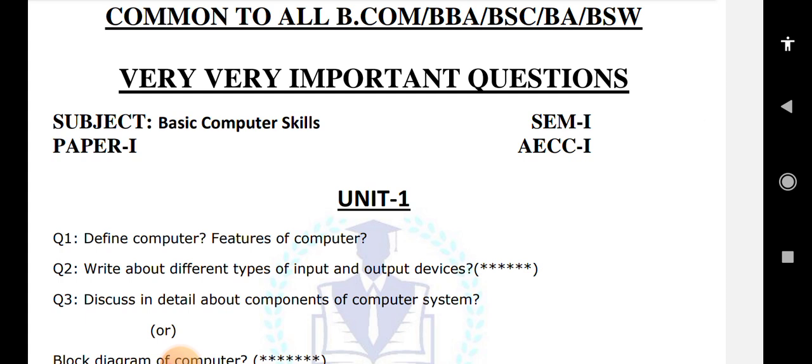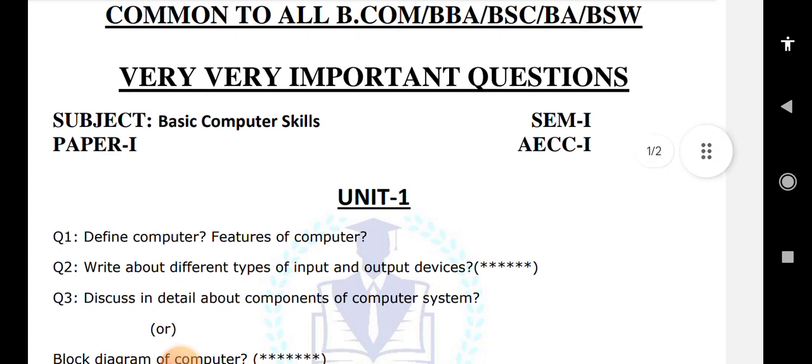Next, types of input and output devices. The devices which are used to feed the instruction to the computer are called input devices. Different types of input devices are there: keyboard, mouse, microphone, MICR. At least 5 to 6 input devices you have to write. And what are output devices? The devices which are used to produce the output are called output devices.